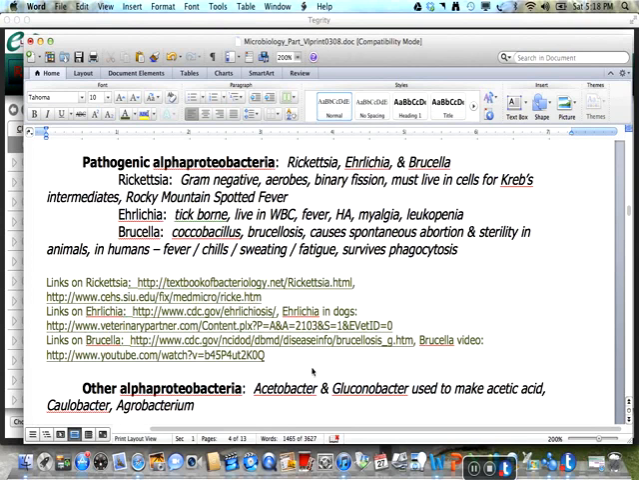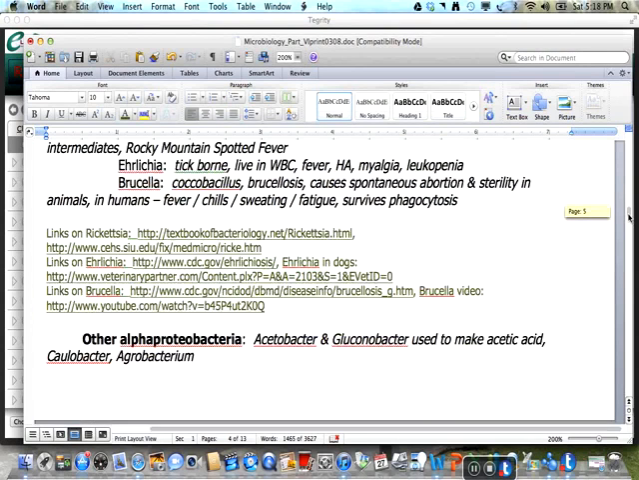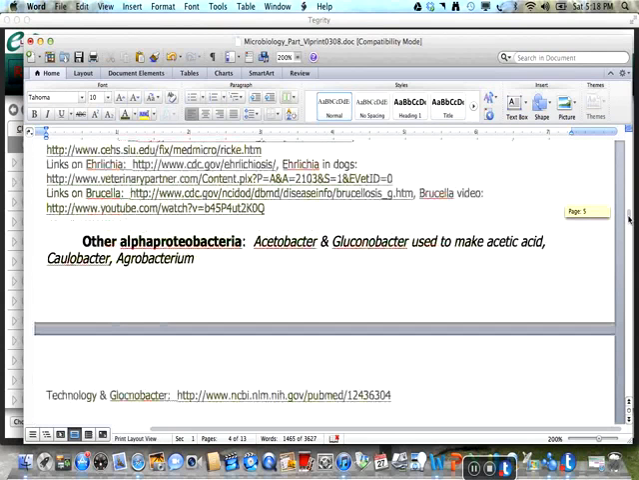And so there is some information I put in here on these because they are primarily diseases that will occur in animals, so that you can take a look and see what would happen with your pets with those. Other alpha proteobacteria include the Acetobacter and Gluconobacter used to make acetic acid.